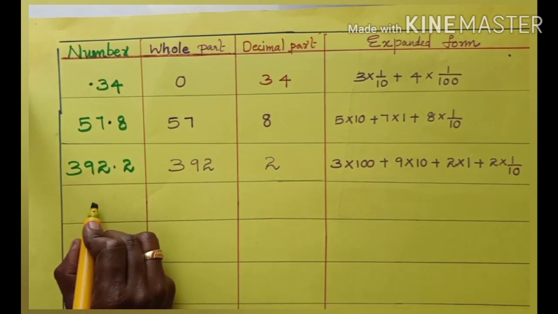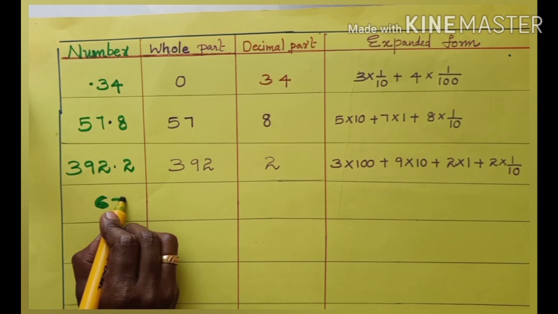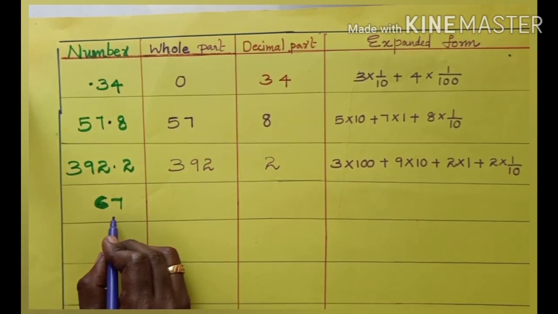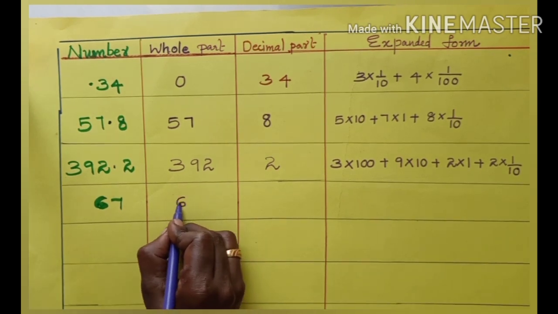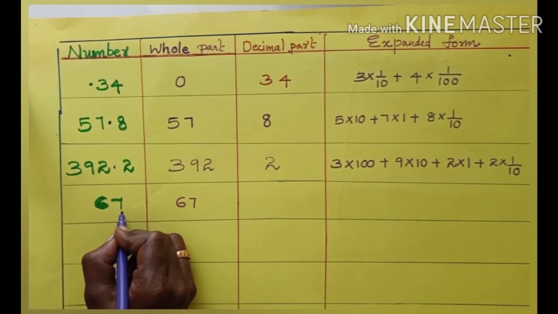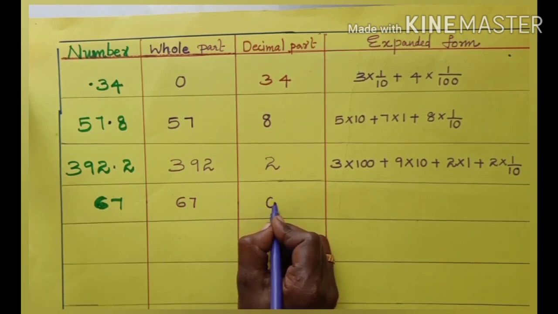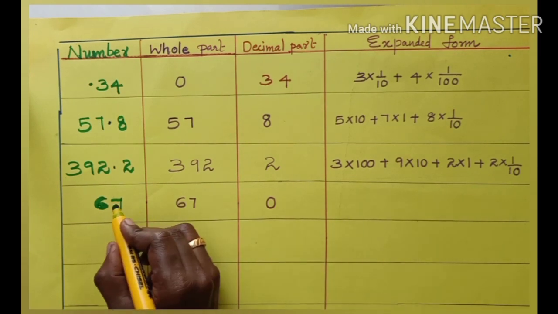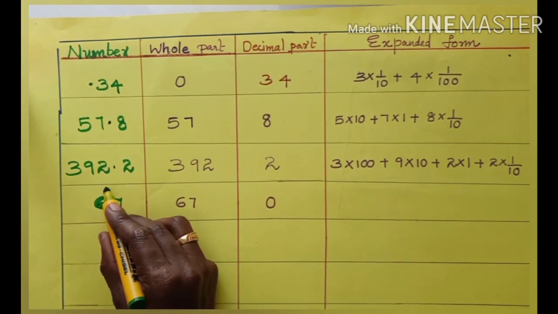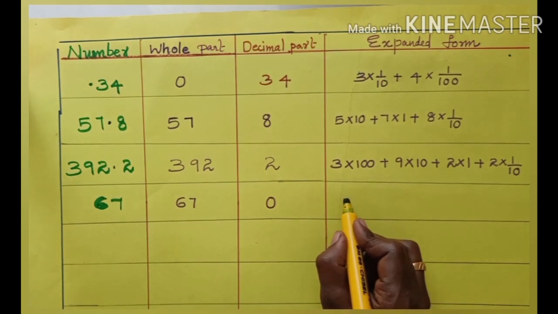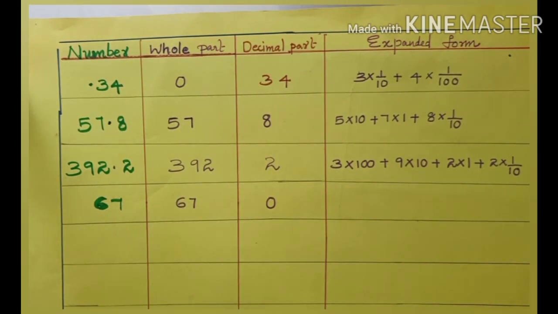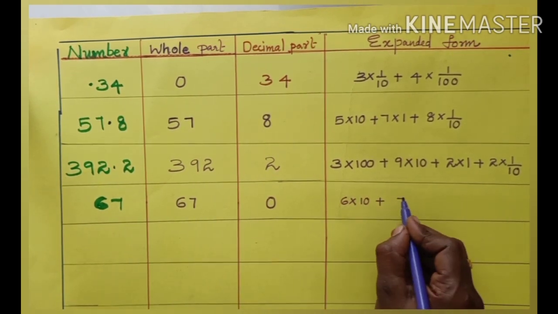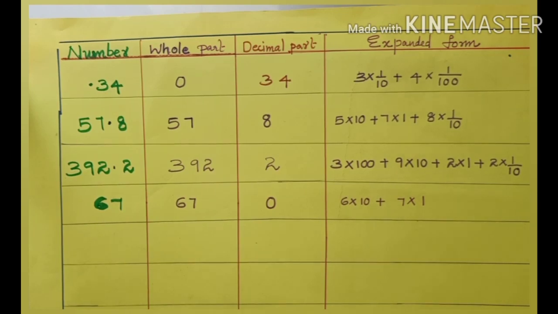Another example, 67. Listen, here in 67 there is only the whole number part. So the whole number part is 67. The decimal part is not here, so that decimal part is 0. How can I expand this? 67. 7 is in ones place, 6 is in tens place. So 6 into 10 plus 7 into 1.